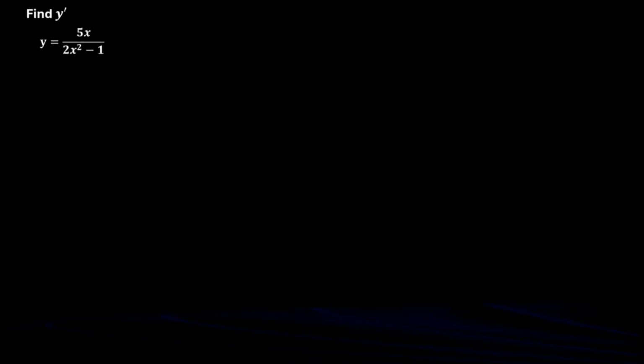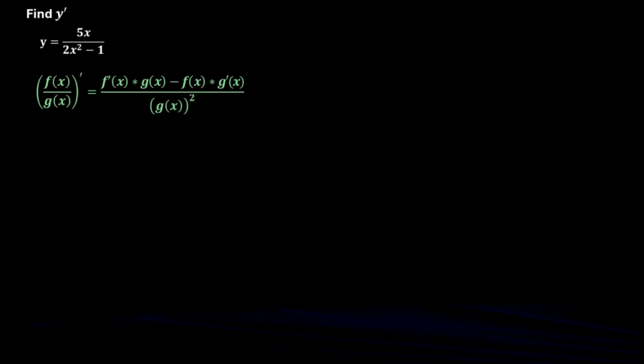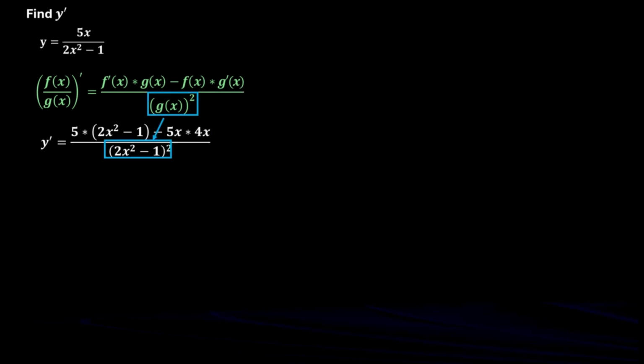For this first example, let's find the derivative of y equals 5x divided by 2x squared minus 1. We will let the first function f of x be the numerator, 5x, and the second function g of x can be the denominator, 2x squared minus 1. Recalling the quotient rule, we get that the derivative is equal to the derivative of the first function times the second function, minus the first function, multiplied by the derivative of the second function, divided by the second function squared.